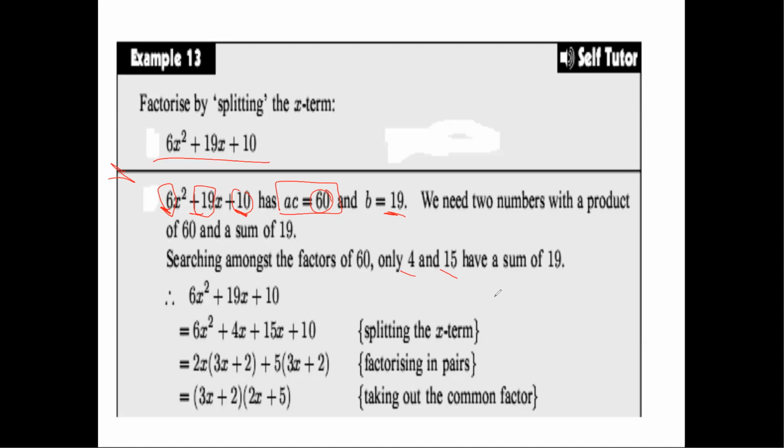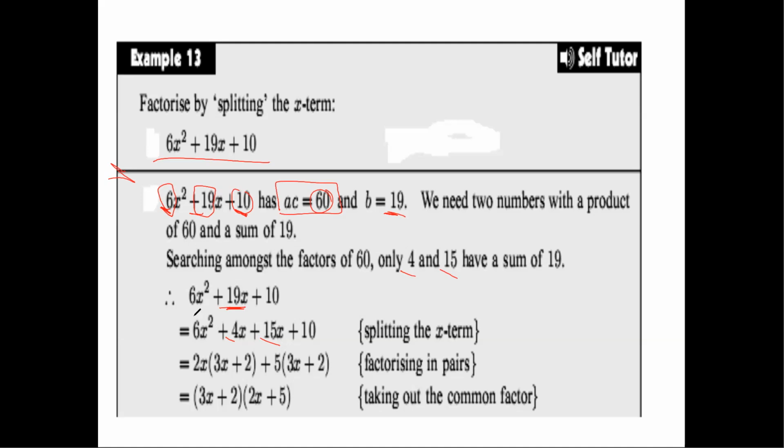Now, here is what we're going to do with those two numbers. We're going to write back 19x using the 4 and the 15. Because 4x plus 15x is the same as 19x. So we haven't done anything to the expression. We simply split it. Or in other words, we haven't altered its value. Right? All we did is write 19x in two parts. And we did it for a reason. Look at what is going to happen.